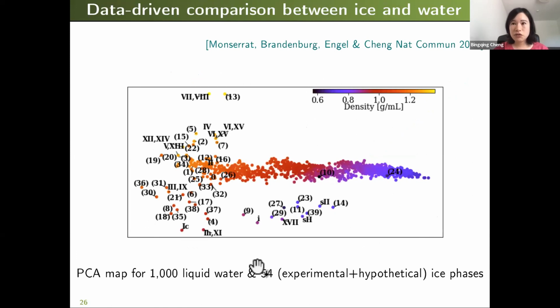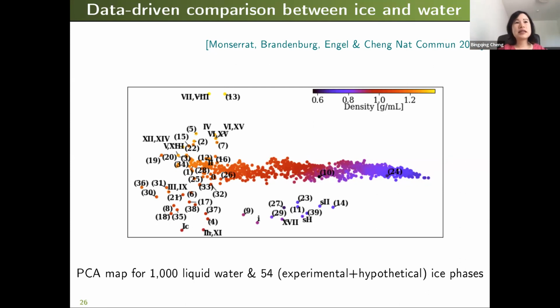So we collected 54 phases of ice, and this includes all the experimentally confirmed ice phases, apart from the very high pressure ice 10, and also the hypothetical ones people have proposed over the years. And now I'm showing you just a PCA map that visualizes the similarity between these 54 ice phases and the 1,000 liquid water configurations. So basically on a PCA map, things that are close means the structures are very similar, and things that are far apart means the structures are different.